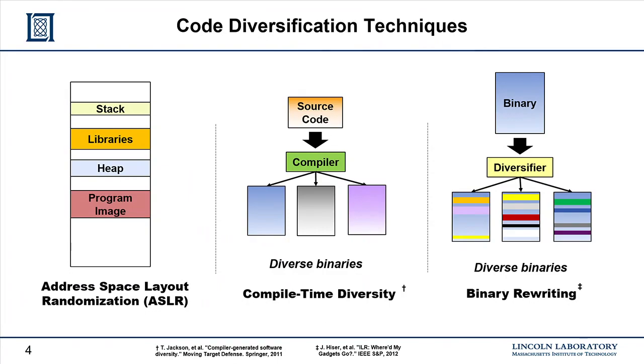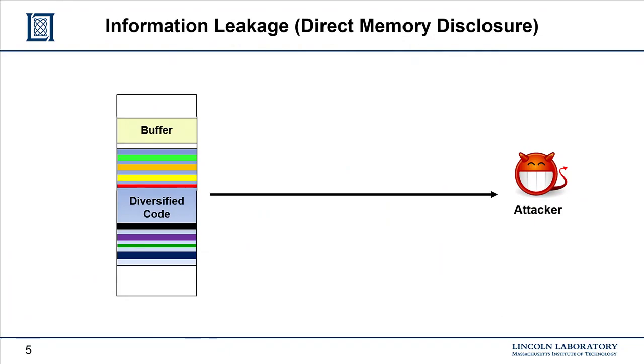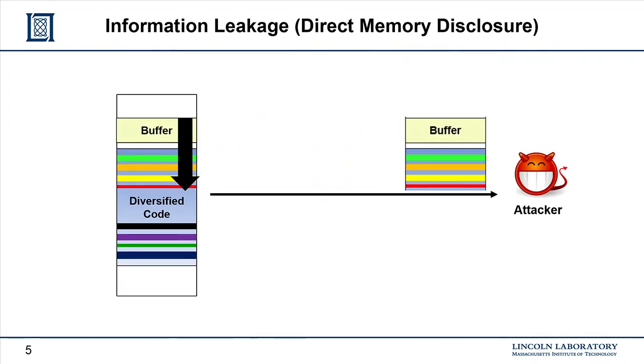Now, diversification only works if information can stay hidden from an attacker. Unfortunately, that's not the case in reality. There are information leakage attacks that can leak to an attacker how the system has been diversified. And that way, an attacker can bypass these defenses. One type of information leakage is direct memory disclosure, in which an attacker reads exactly how the code has been diversified. For example, there are buffer overread vulnerabilities. These are similar to buffer overflows, in which an attacker reads past the buffer, and that way they can leak parts of the code and know exactly how the code has been diversified.